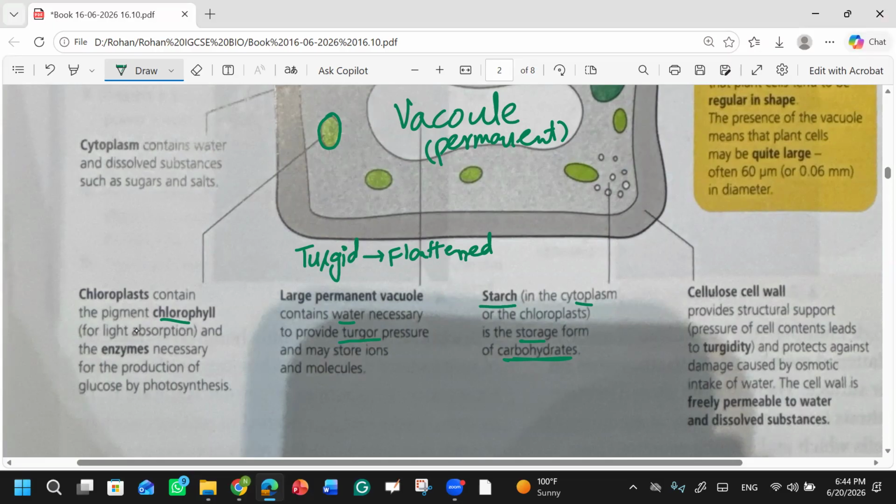We say that plants make their food from sunlight. How do they prepare their food? By using sunlight, they gain energy. In the chloroplast there is chlorophyll. This chlorophyll helps to convert the sunlight into chemical energy, and then that energy is used by the plant cell to make glucose. Clear?